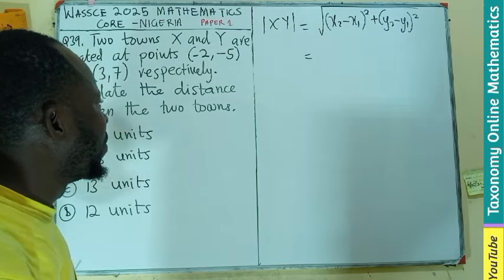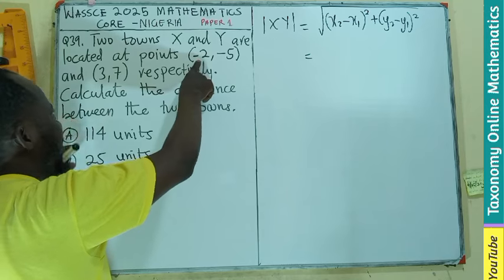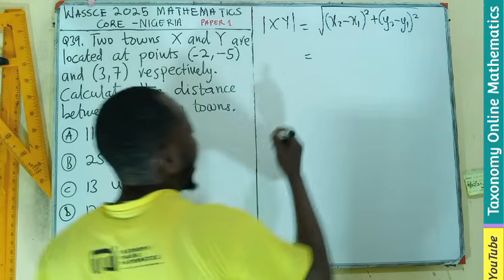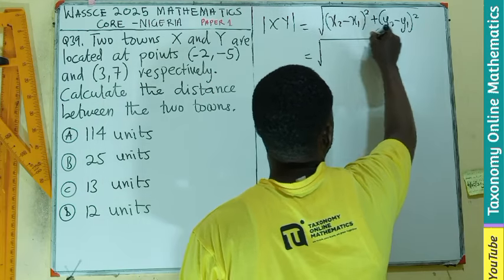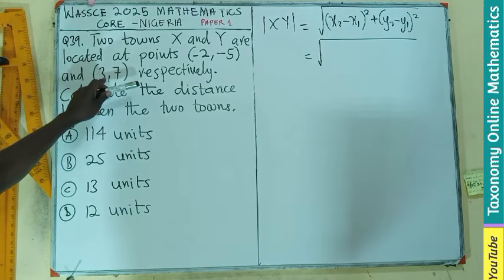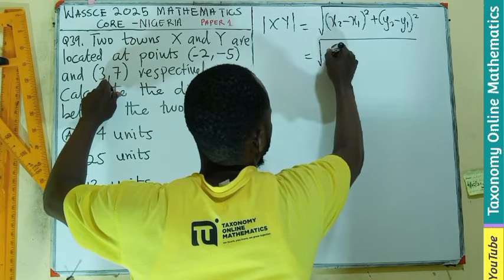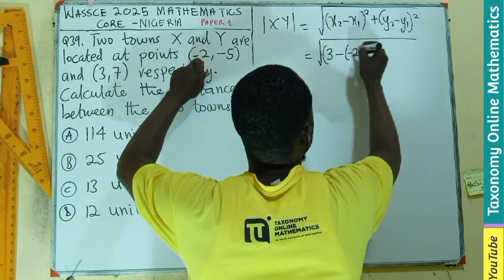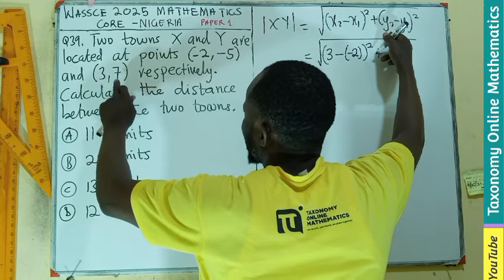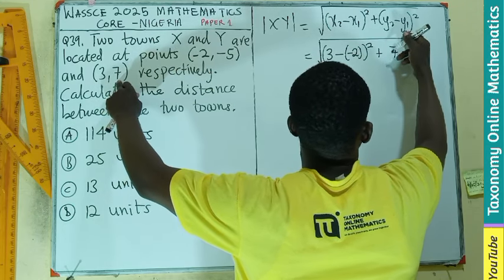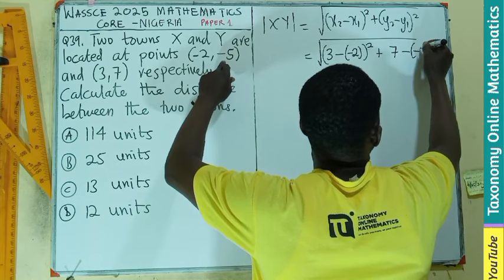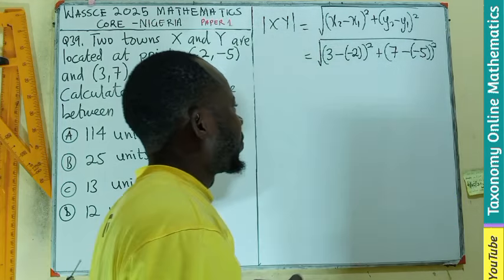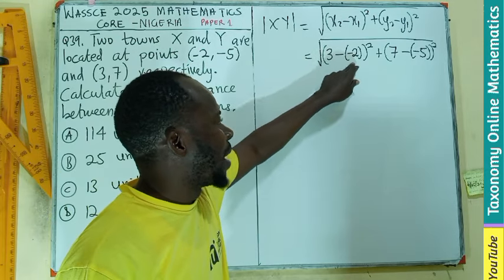Since we are beginning with x, this is your first x, second x, first y, second y. So with that regard, you have the square root of my second x, which is 3, minus my first x, which is -2. All these must be squared. My second y is 7 minus the first y, -5, all squared. So in this bracket, 3 minus what?